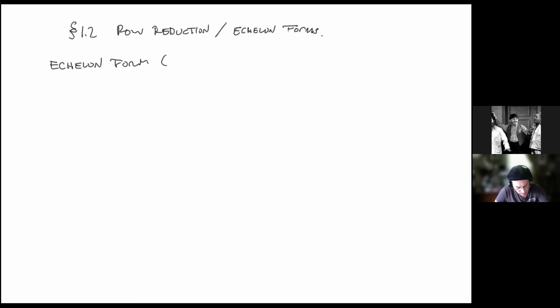Writing out the term echelon form each time is a little tedious, so I'm just going to write EF. A matrix is in echelon form when, remember, a matrix is a table of numbers. An m by n matrix has m rows and n columns. I want to give criteria for saying when it has a special form called echelon form, and here are the three criteria.